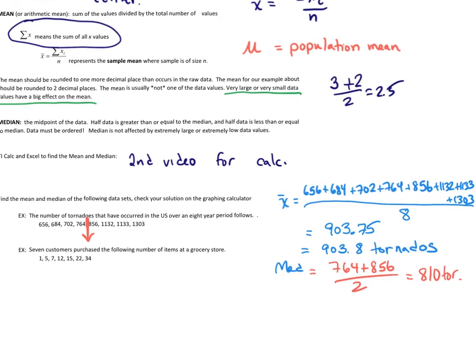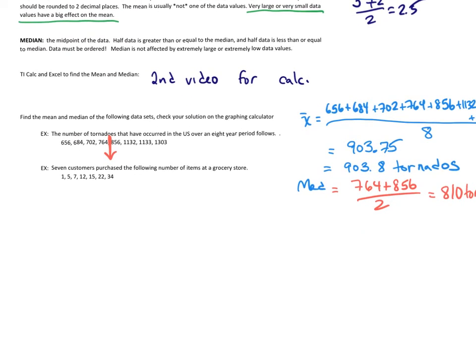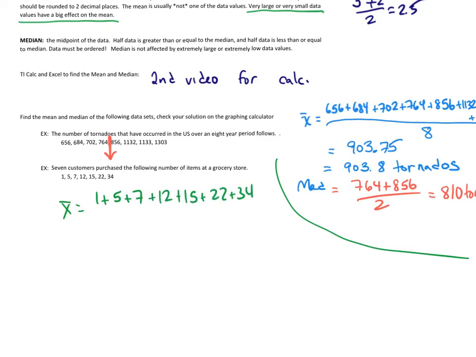All right, let's look for one more example. It says 7 customers purchased the following items at the grocery store. So we want to find the mean and median of those as well. So the mean is going to be 1 plus 5 plus 7 plus 12 plus 15 plus 22 plus 34. And then we're going to divide that by 7. That's going to give us our sample mean. So if I work that out, I get 13.7.